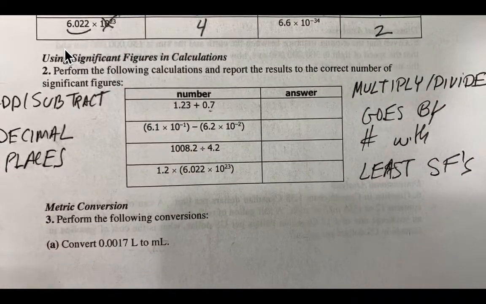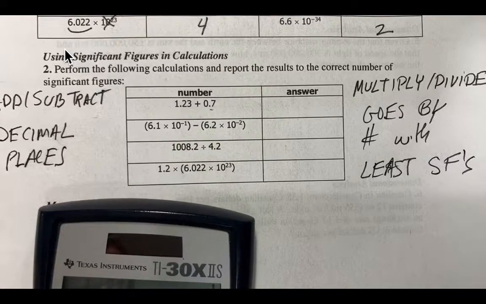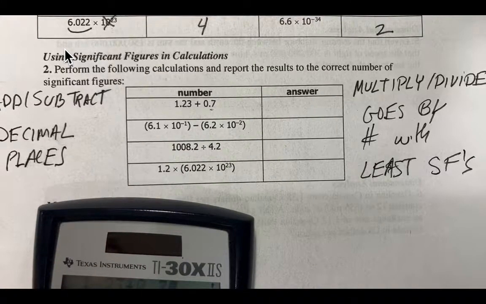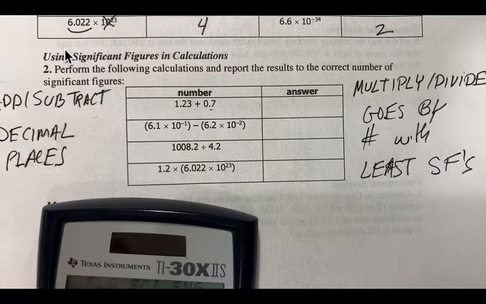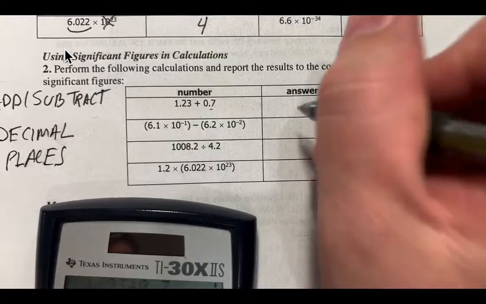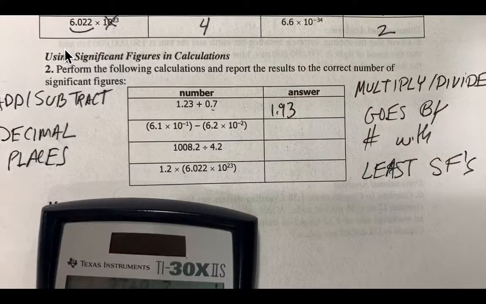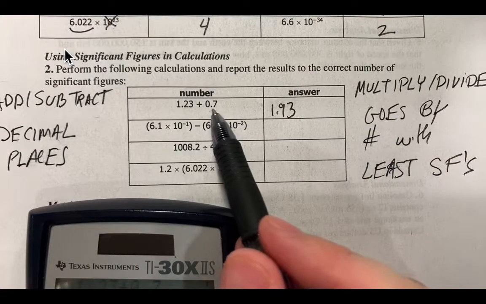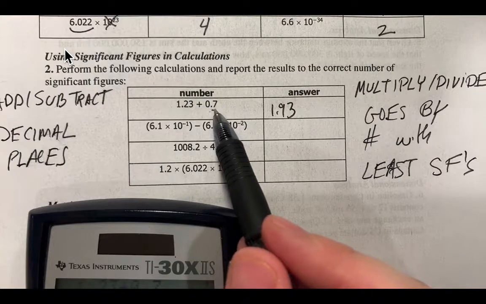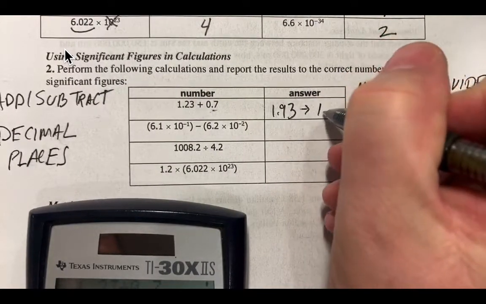All right, let's go ahead and get these into the calculator. So the first one there, 1.23 plus 0.7, I get from the calculator 1.93, but I actually can't, in good faith, report all those digits. The least accurate number here has only one decimal place, so this needs to get rounded to 1.9.